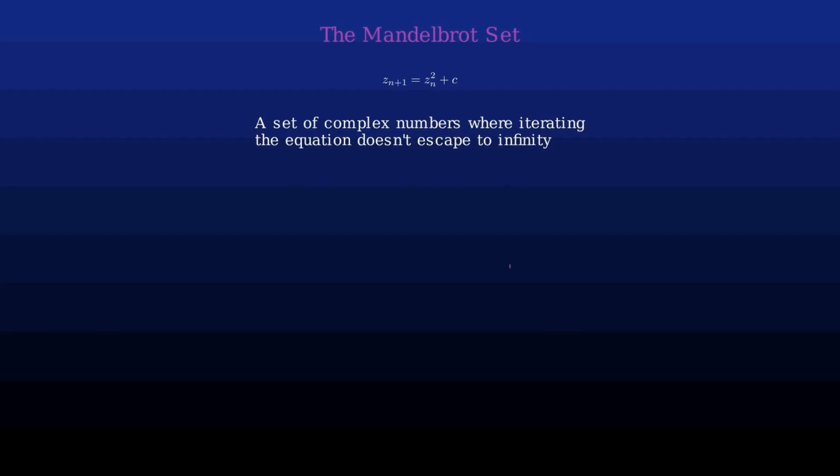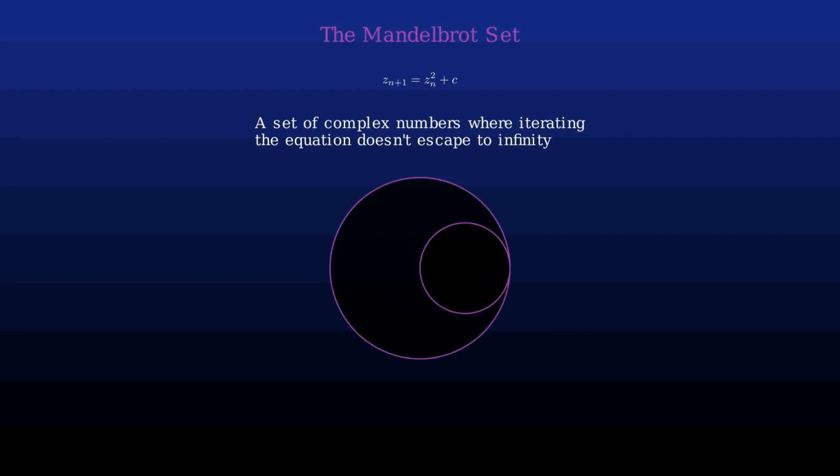The Mandelbrot set is one of the most famous fractals. It's defined by a simple equation, z subscript n plus 1 equals z subscript n squared plus c. This set consists of complex numbers where iterating this equation doesn't escape to infinity. It creates a distinctive black shape with an elaborate boundary.